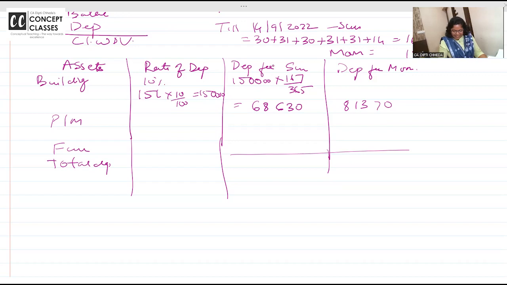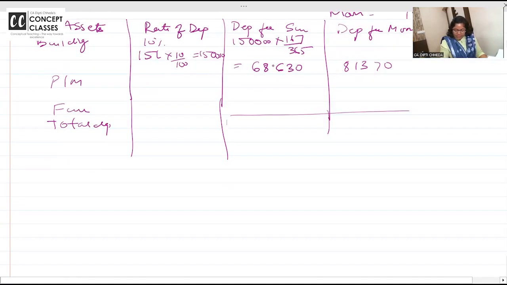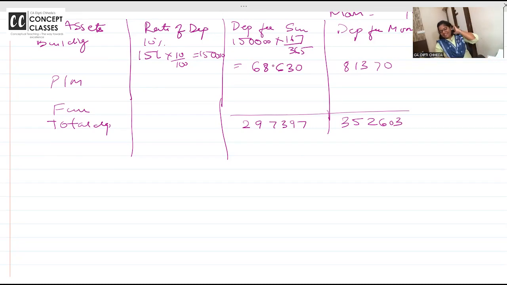Very good, very good. For everyone, you all got the same answer. 297, 397. One rupee difference is coming, Amir. I don't know. Okay, no problem. That is rounding difference here and there. They'll not deduct your marks for that.